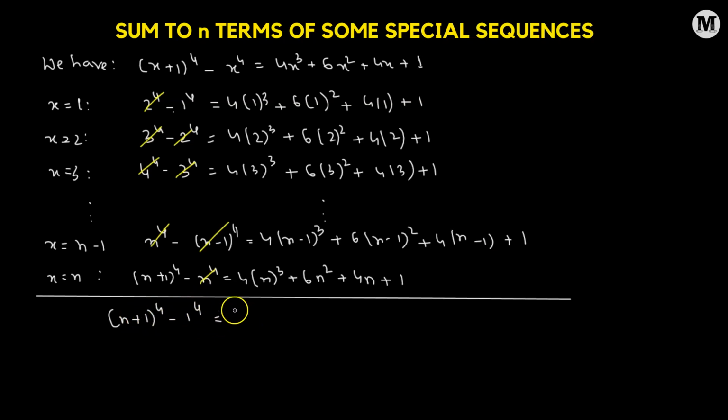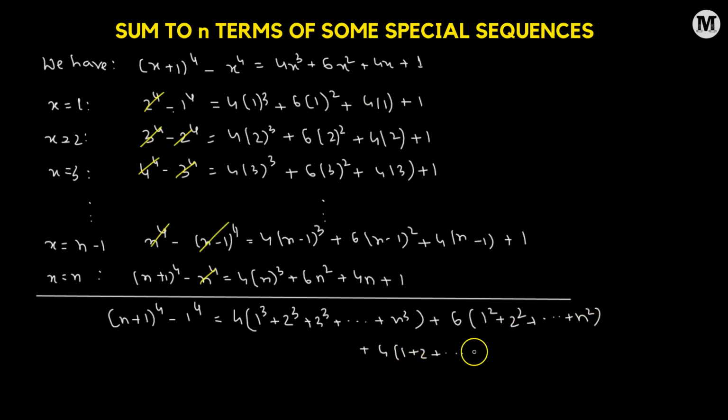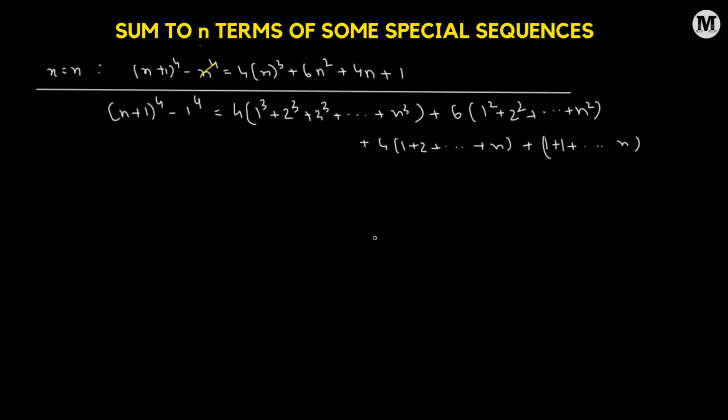And on the right hand side we have 4 multiplied to 1 cubed plus 2 cubed plus 3 cubed up to n cubed. Then we have plus 6 multiplied to 1 squared plus 2 squared all the way up to n squared. Then we have 4 multiplied to 1 plus 2 all the way up to n. And then we have 1 plus 1 all the way up to n number of terms.